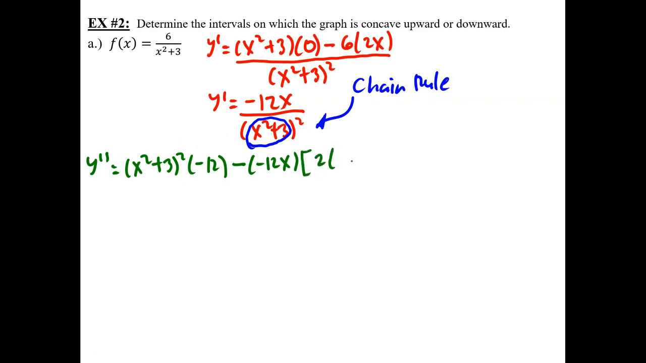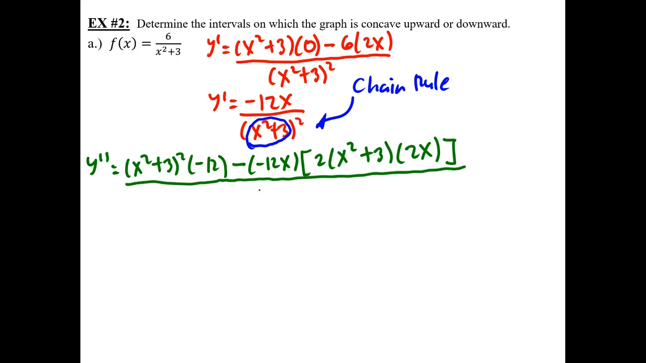So we have 2 times x squared plus 3 times, then the one inside the parenthesis, we have a 2x, of course, over low, low, which is x squared plus 3 squared. Okay, so as you can see, we have a two x squared plus 3 here and an x squared plus 3 here. So we can factor this out to get a simplified form of the numerator.